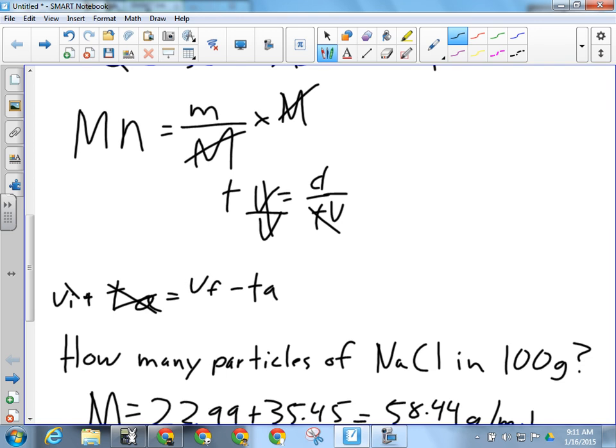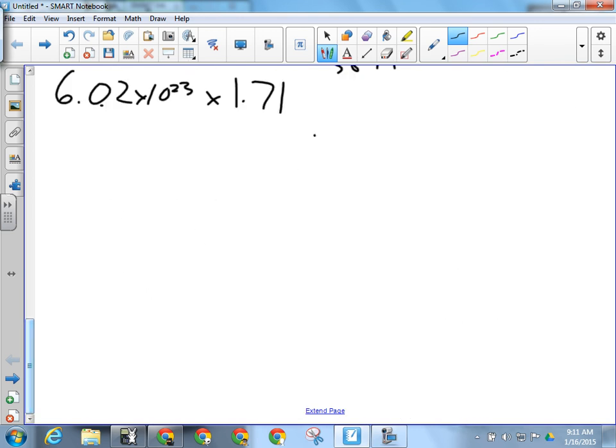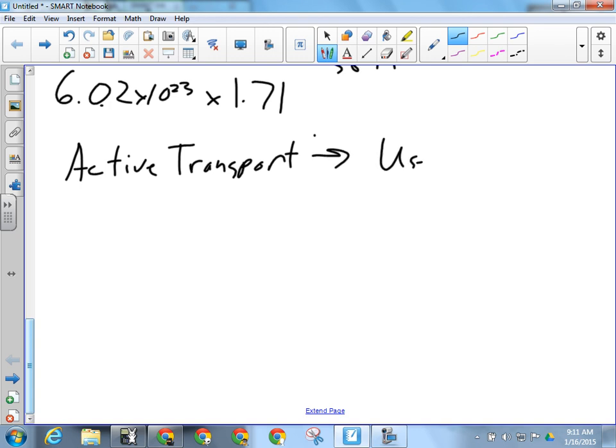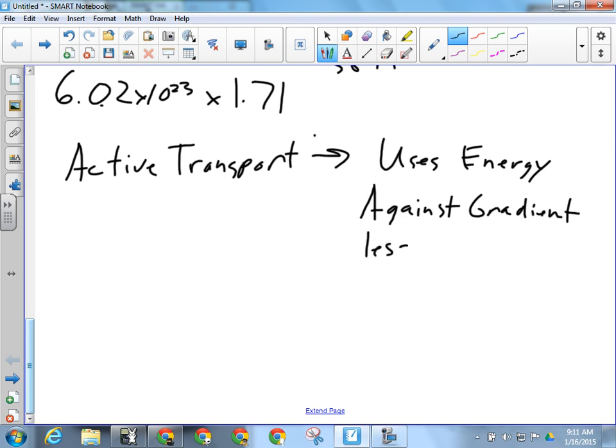Active transport, yep. Okay, basically, you got to be able to identify when it's happening. So if I give you a situation, identify if it's happening. The key characteristics for active transport is, first off, that it uses energy, because it's the only form of transport that does that. It's also the only form of transport that goes against the gradient. By against the gradient, I mean from less to more. Everything else goes from more to less. So this goes from less to more.